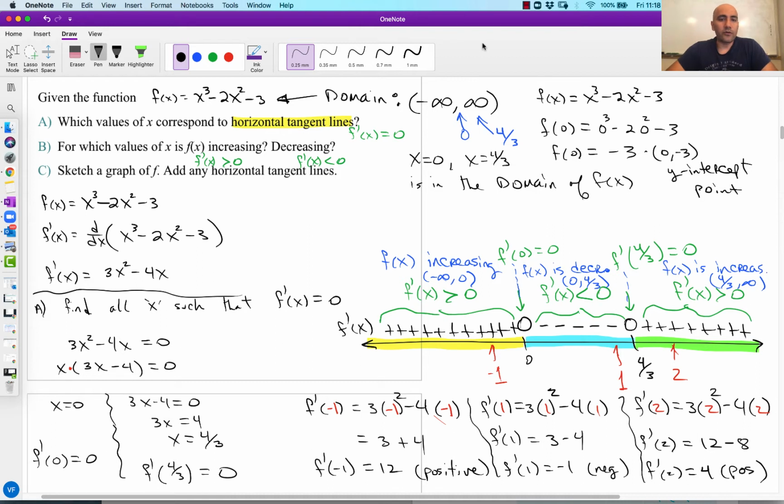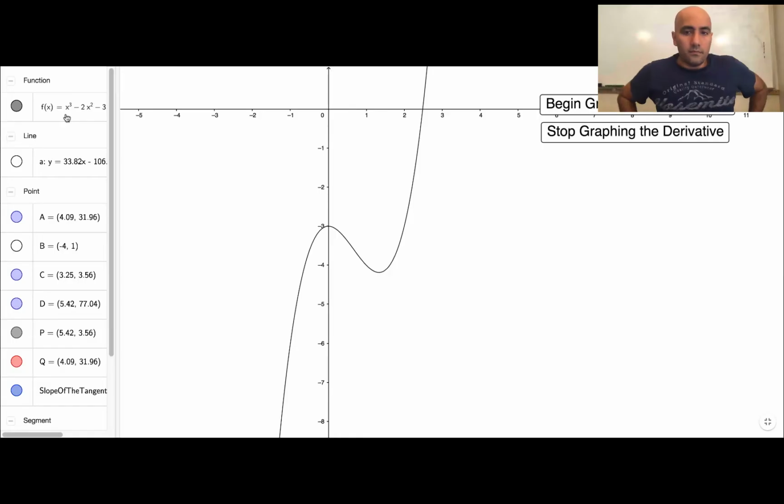Okay, so I'm going to come over to Desmos and graph this guy and then confirm that the information we have here fits our graph. So using this graphing tool, here's our equation, x cubed minus 2x squared minus 3. And this is what the graph looks like. And let's confirm what we have. Let's take a look at the derivatives.